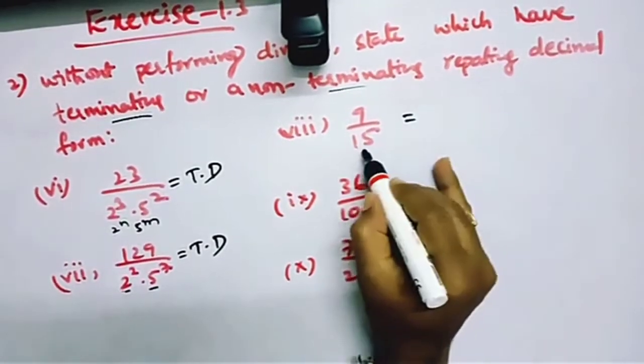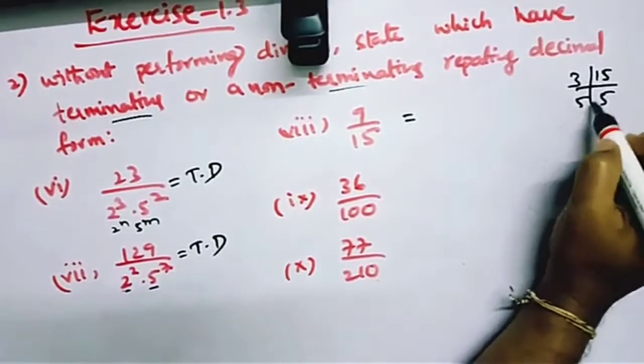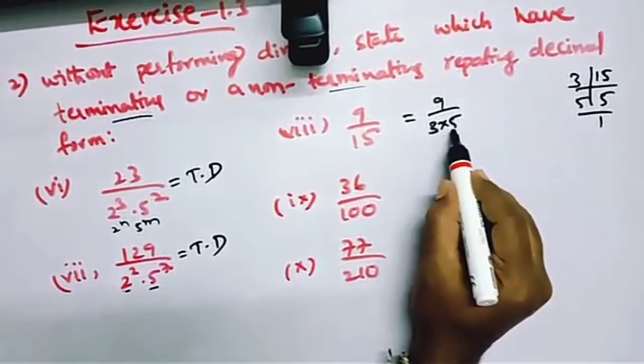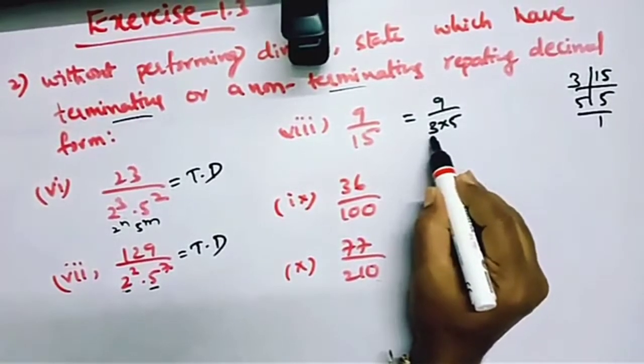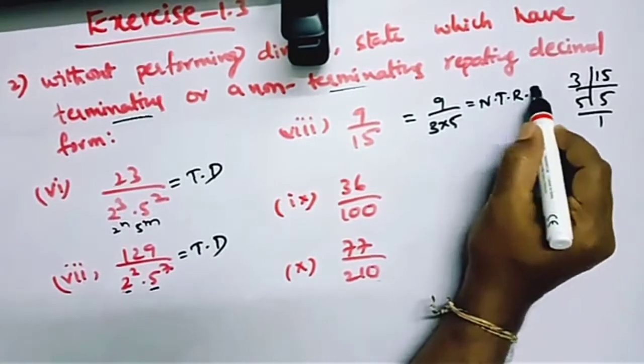See, now here the denominator is 15. So 15 you should write as 3 into 5, so 9 by 3 into 5. So it is not in the form of 2 and 5. We have 3 and 5, but we require only 2 and 5. So it is a non-terminating repeating decimal.